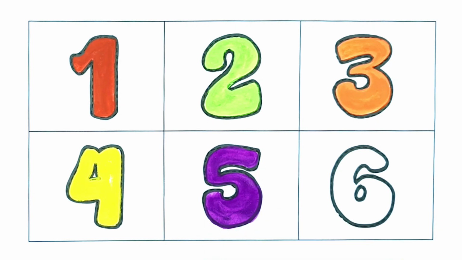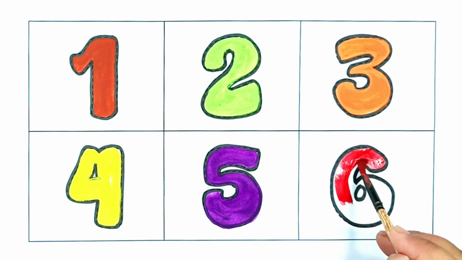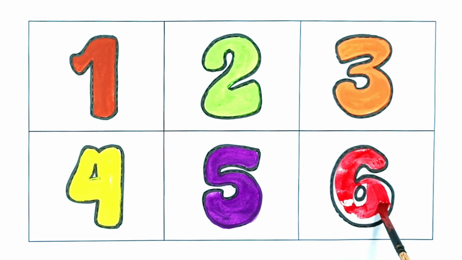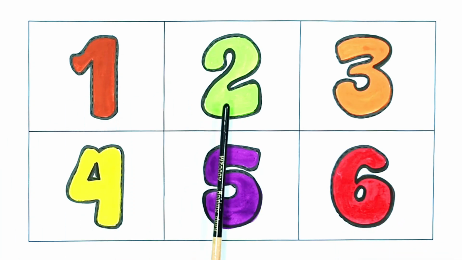5, 5, A tisket, a tasket, a green and yellow basket. I wrote a letter to my love. On the way I dropped it, I dropped it. 6.